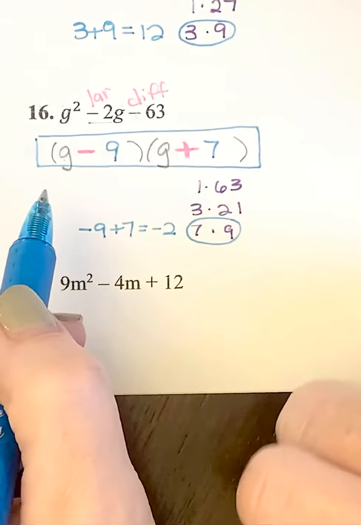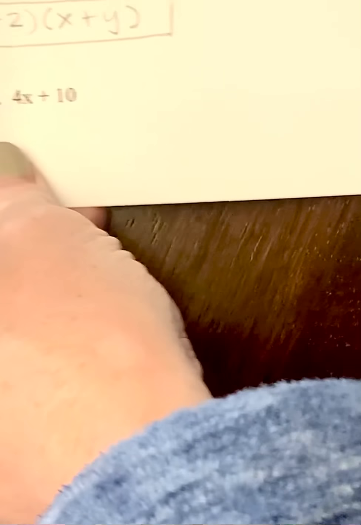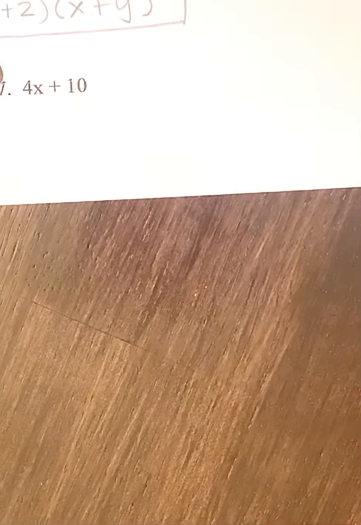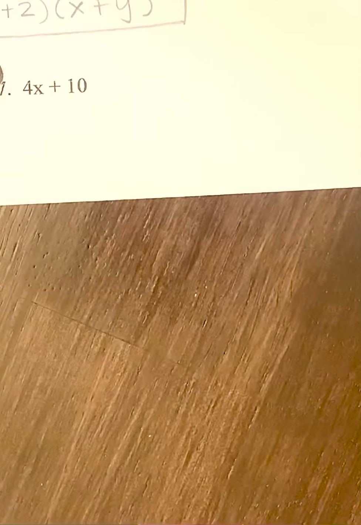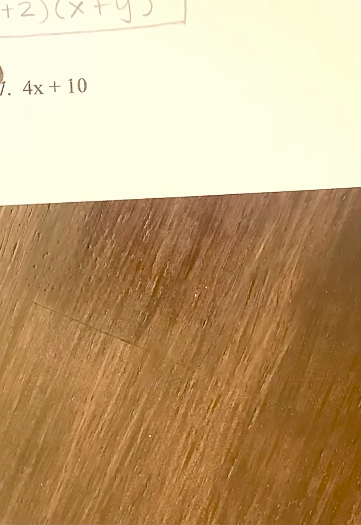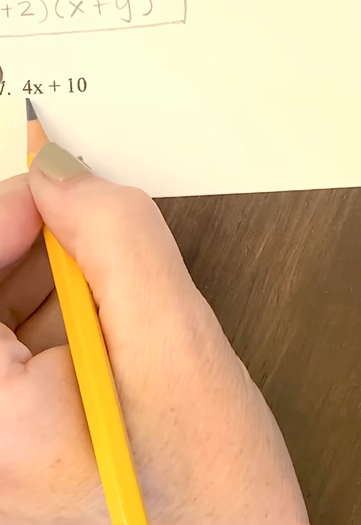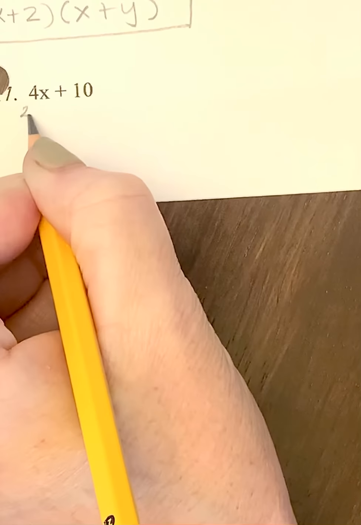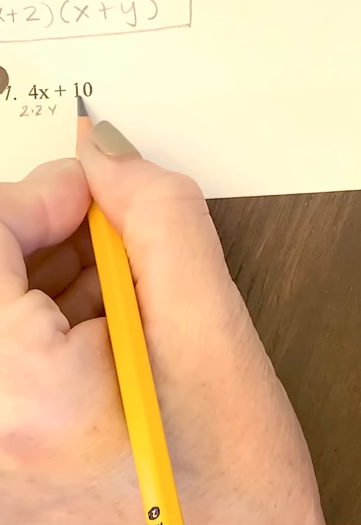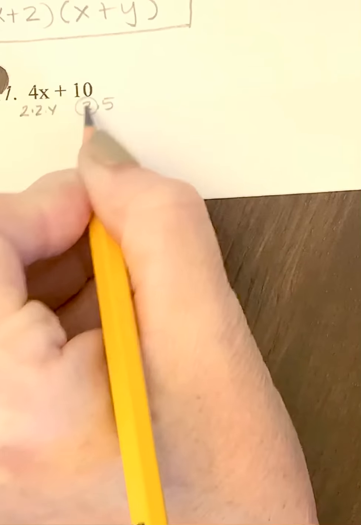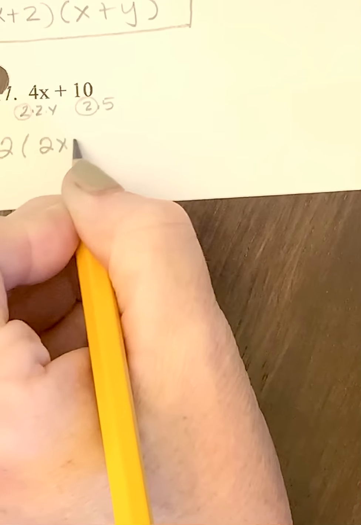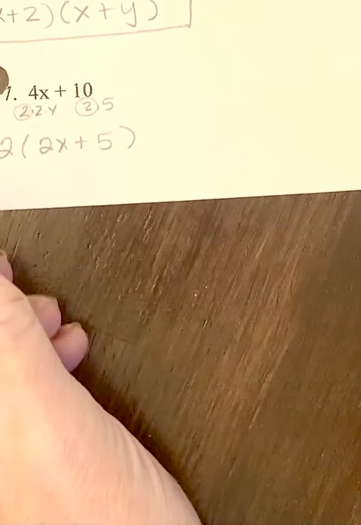Okay, number 17. Okay, you ask yourself, is there a GCF? Yes, there is. I can see it. 2 will go into both of these. So this is 2 times x. This is 2 times 5. So when I take a 2 out, I'm left with a 2x plus 5.